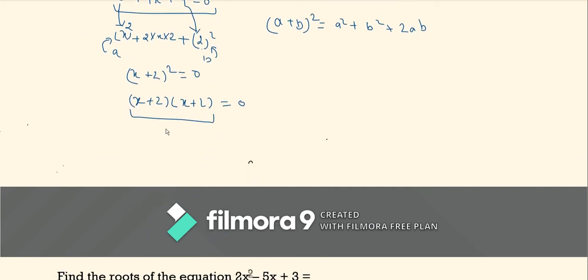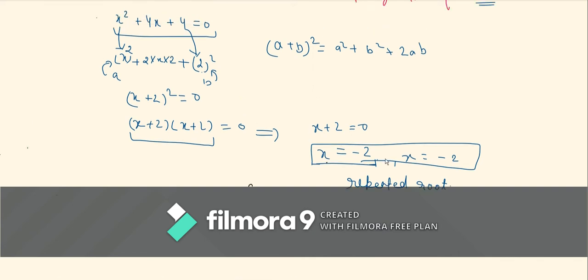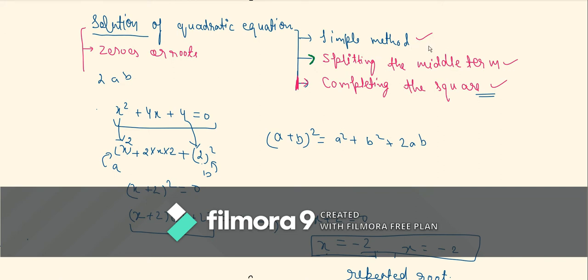So let's do it quickly. This implies that x plus 2 is equal to 0 and x is equal to minus 2. There you can see that x plus 2 is repeated, so the value of x will also be repeated here, and x is equal to minus 2. So both are the same solution, so it is also called a repeated root. Understand? This is the basic of solving the equation by the simple method.